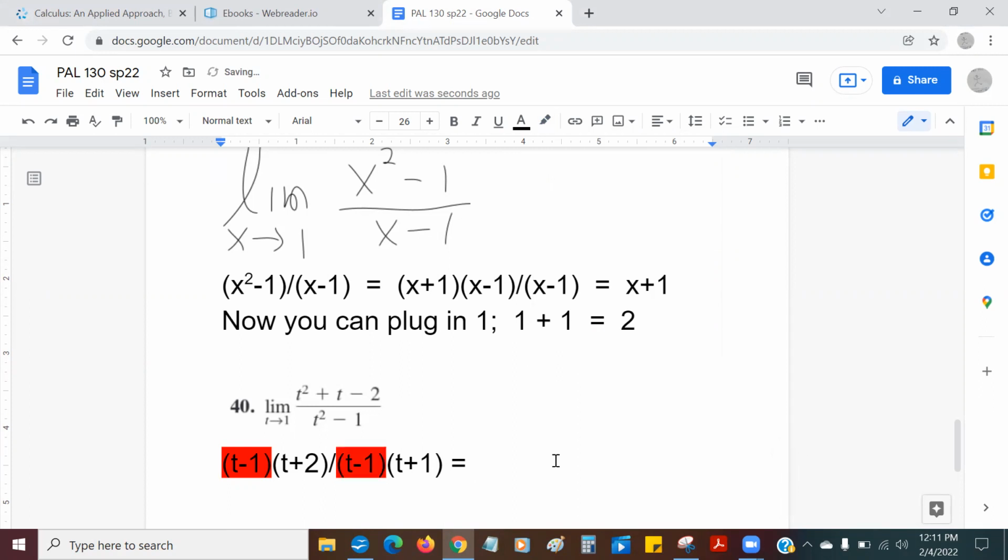The ones are getting canceled, and I get t plus 2 over t plus 1. And then when I plug in t equals 1, I just get 1 plus 2 over 1 plus 1. And of course, that just equals 3 over 2. I guess technically I should put a little parentheses.